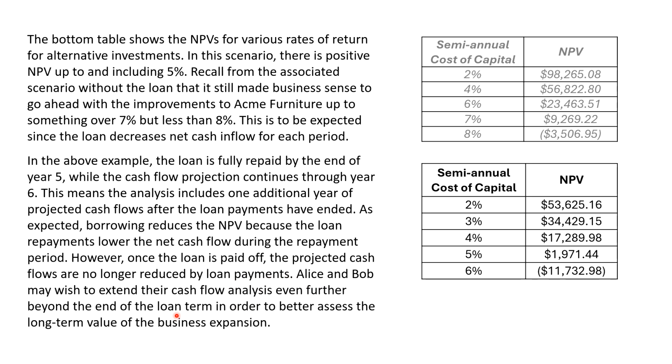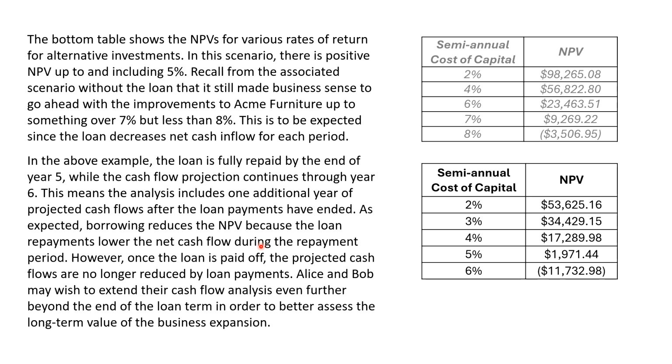Alice and Bob may wish to extend their cash flow analysis even further beyond the end of the loan term in order to better assess the long-term value of the business expansion. So they might want to look into a 7th or 8th year. The problem there is, of course, the further you get out, the harder it is to predict things. I mean, things could be more optimistic, more pessimistic. They might want to do the analysis we saw before where you had an optimistic and a pessimistic prediction for some of the later years.